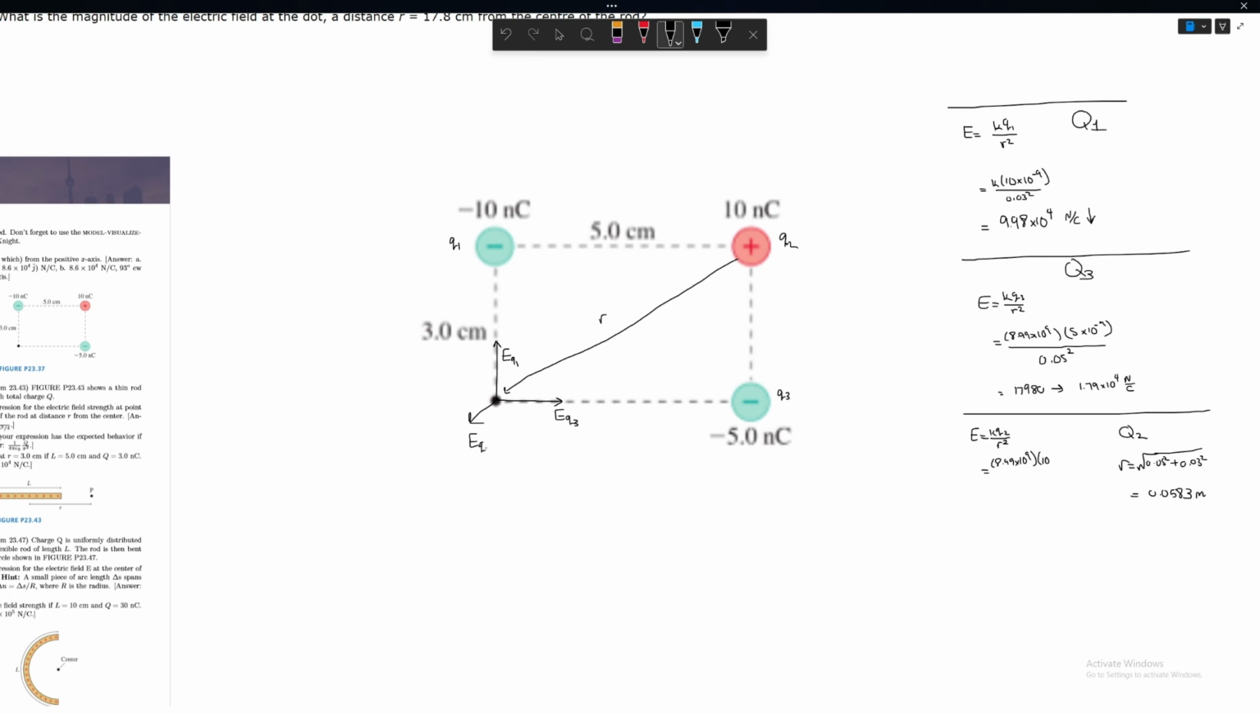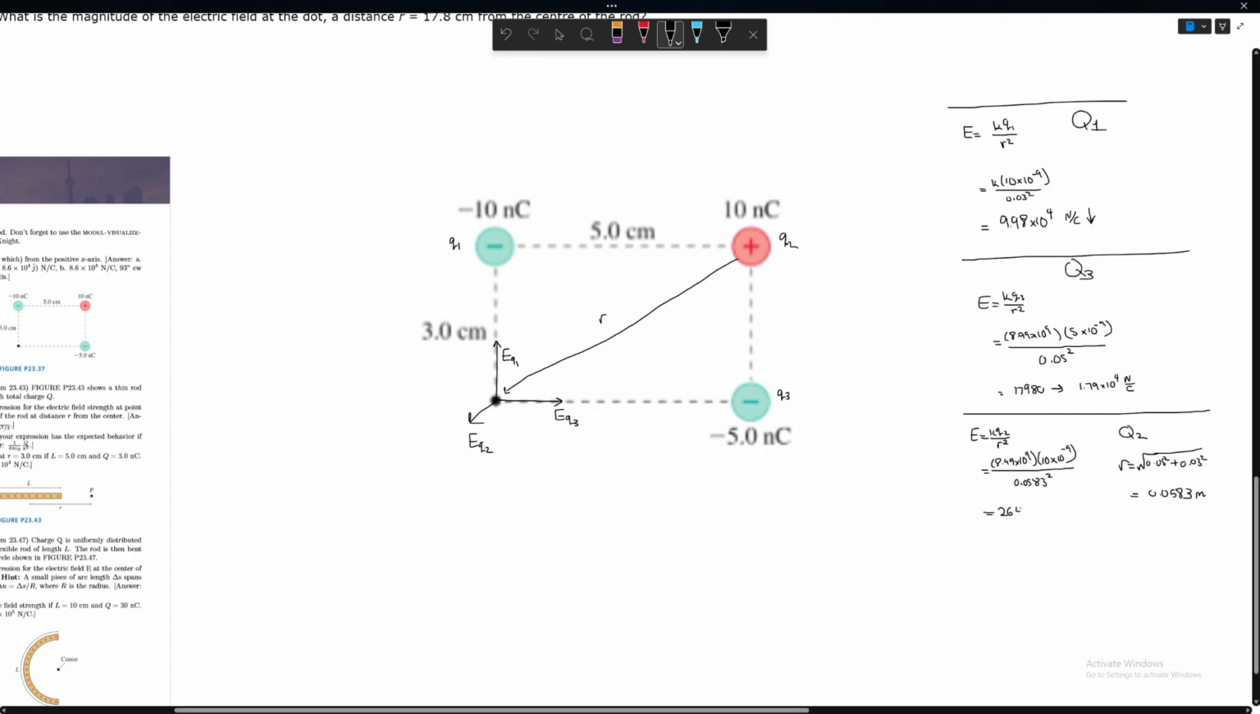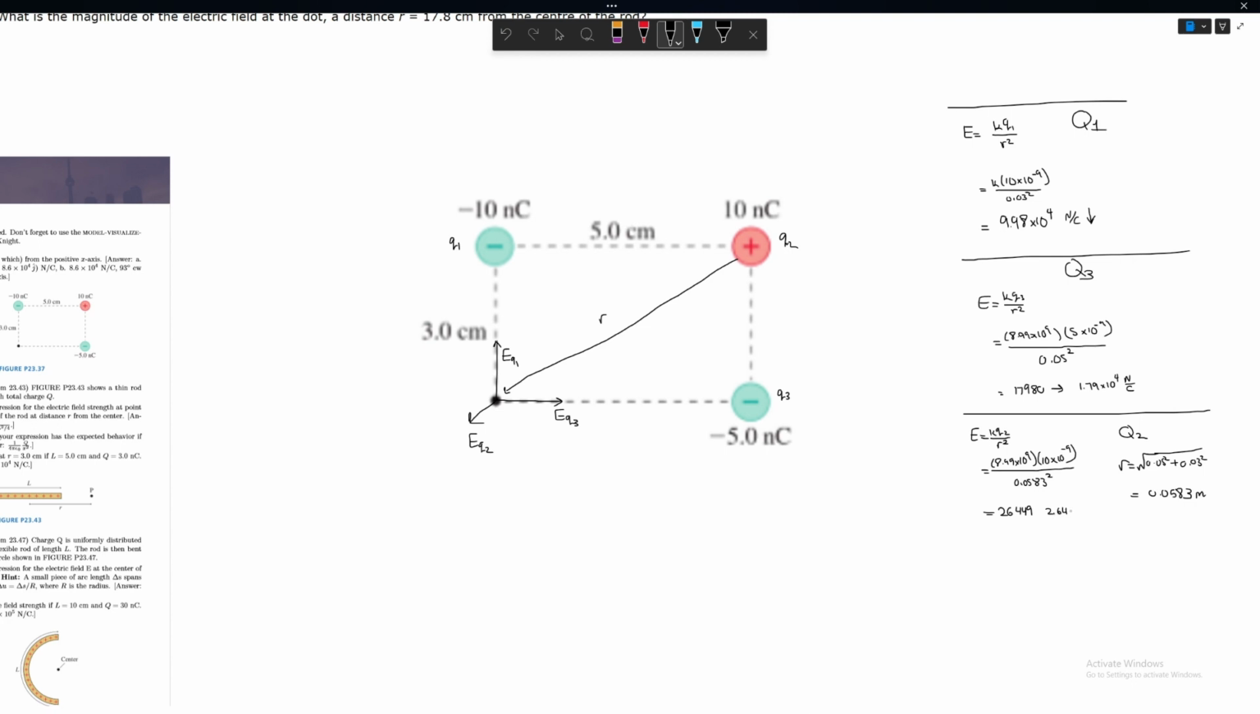This is Q2, times 10 to the negative 9, all over my R, which is 0.0583 squared. And that will get me 26449, which is equivalent to 2.64 times 10 to the 4, I assume, 1, 2, 3, 4 newtons per coulomb. All right, now that I have all the information I need, I've got to combine them.